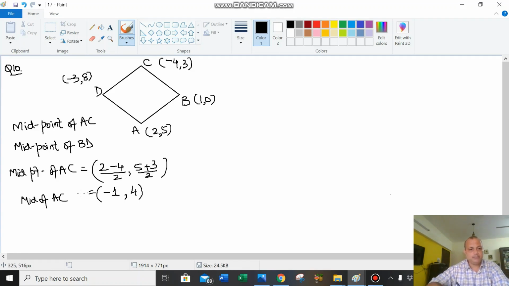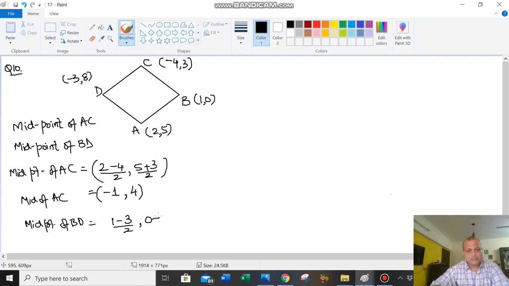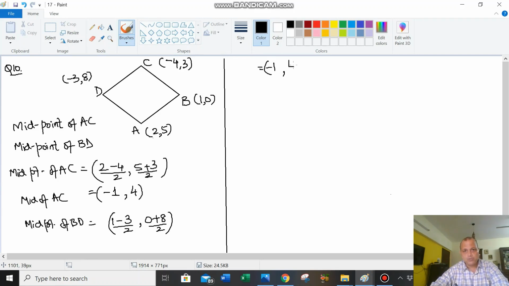Now let's find the midpoint of BD. So midpoint of BD will be equal to, let's add the x coordinates, so that's 1 minus 3 upon 2 and 0 plus 8 upon 2. So this is equal to 1 minus 3, that's negative 2 upon 2, which means negative 1, and 8 upon 2, that's 4. So this is midpoint of BD.